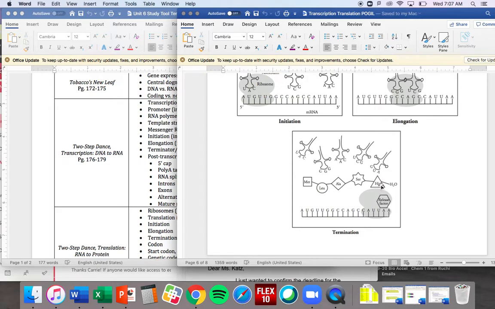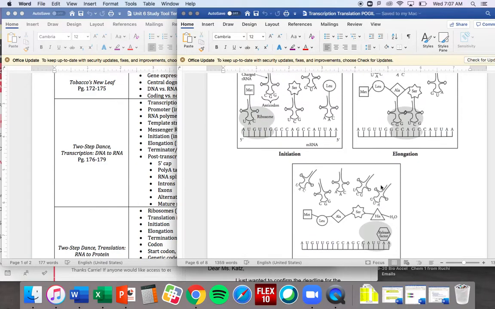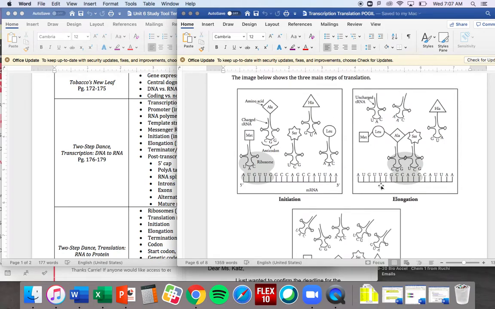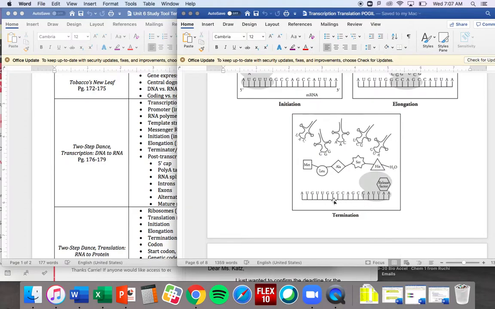We do not yet have a functional protein. This amino acid chain needs to fold in order for that to happen. Very often this folding will occur in the rough endoplasmic reticulum. The folded protein will then be passed to the Golgi body so it can be shipped to its proper location for functioning. These steps I just walked through can be referred to as initiation, elongation, and termination.